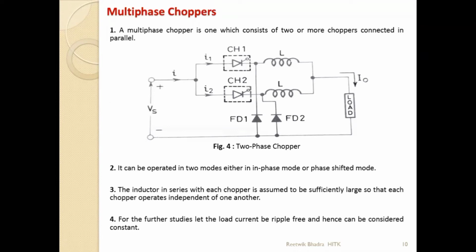That's where you can connect many choppers in parallel. As you want to increase the levels, 5 level, 4 level, you need to attach more. If you want to make 4 I0, that means 4 choppers should be connected in parallel. So here a two-phase chopper is only shown. You can connect as many choppers as required.